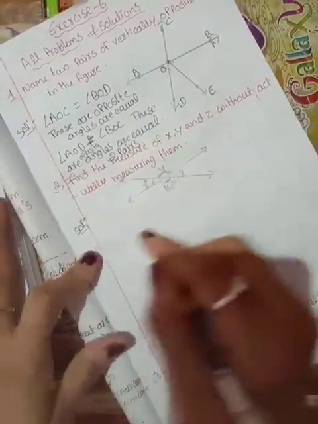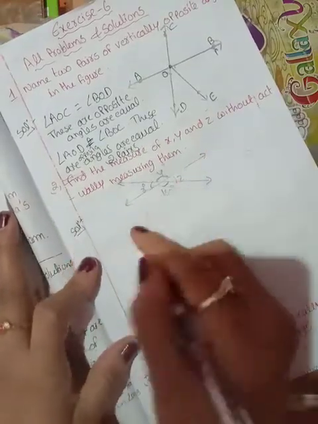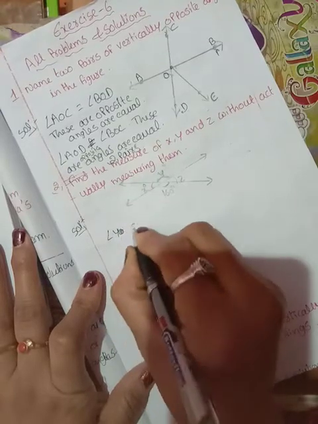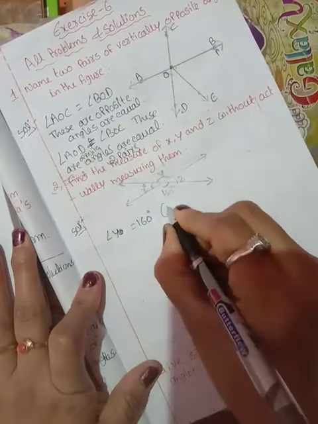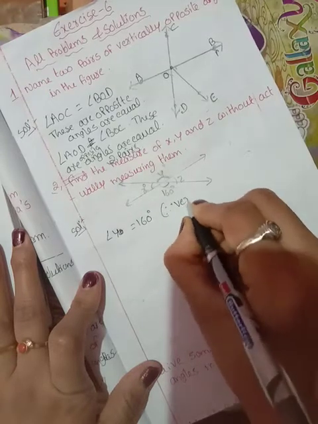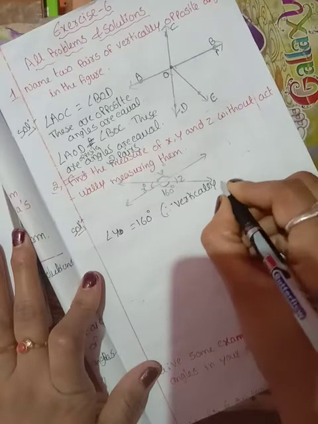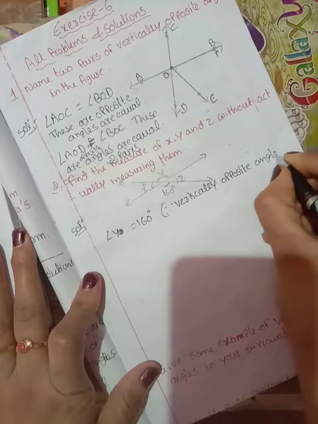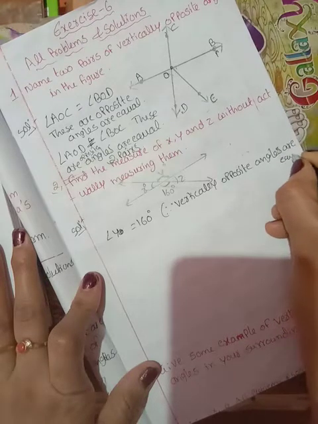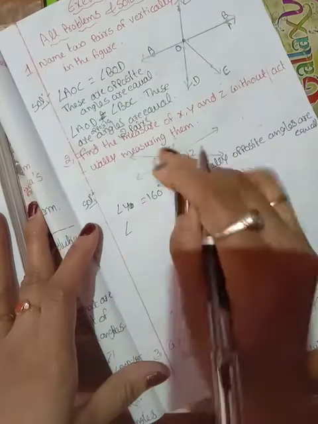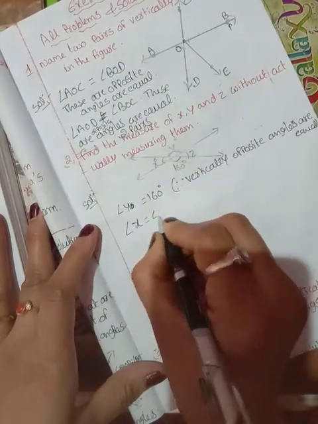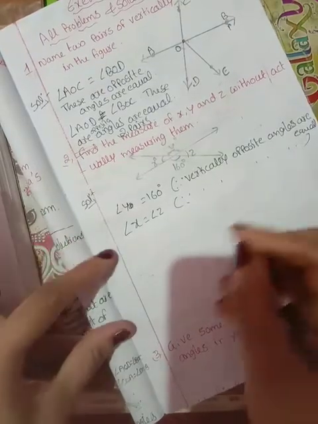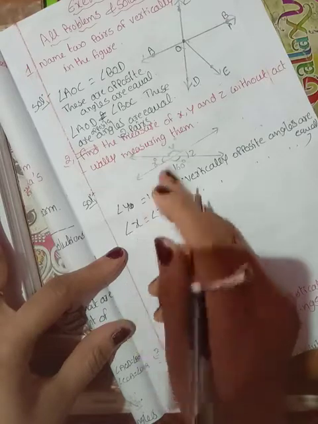Now start the step by step solution. First of all, write down angle y. Solution: angle y is equal to 160 degrees, therefore vertically opposite angles are equal. Next, x and z. x equals z, both are vertically opposite angles, so they are equal.